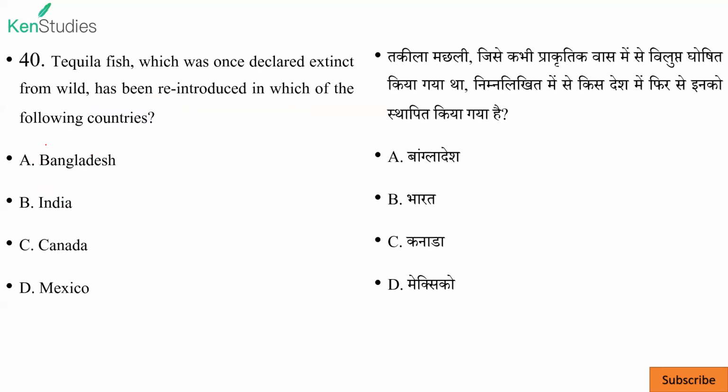Next: the tequila fish, which was once declared extinct from the wild, has been reintroduced in which of the following countries? Actually, sometime around 2014, it was declared extinct from the wild. But in Britain, some aquariums were keeping it. Since it originally belonged to Mexico, it was released from that aquarium into its native place in Mexico. So it is Mexico. So D is the correct answer.